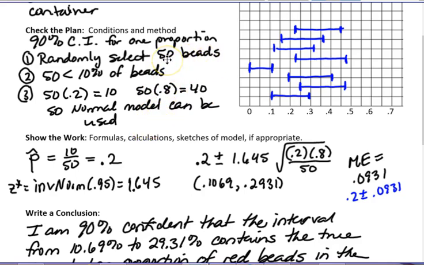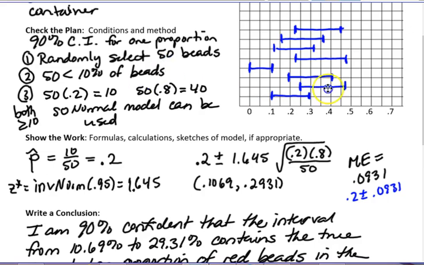I forgot to state that. I need to state that both are greater than or equal to 10. So the normal model can be used.